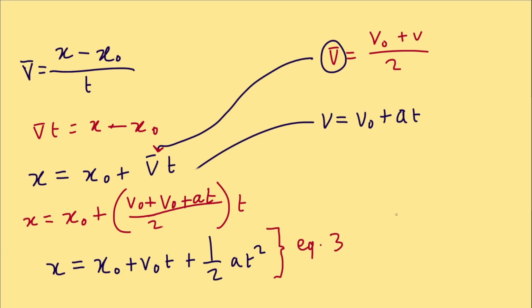Make sure you write this one down because this one, I see it everywhere. It's used very, very often. Now for the final equation. It's useful in situations where time is unknown, but you want to find things like velocity and displacement. This final equation does that.